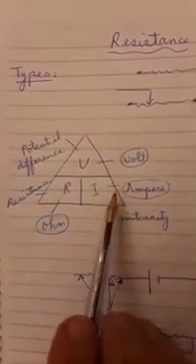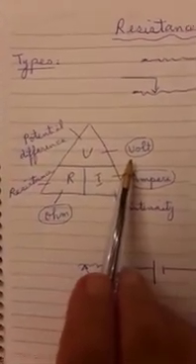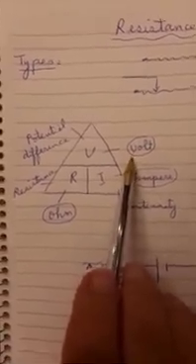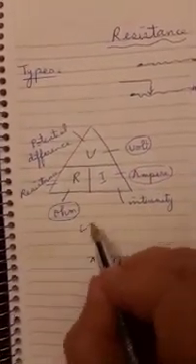If you are asked to define the volt, you are free to use either this triangle or this one. If you are asked to define the ampere, you are free to use this triangle or this triangle, unless you are asked to define the volt or the ampere through Ohm's law, you will have to use this one.